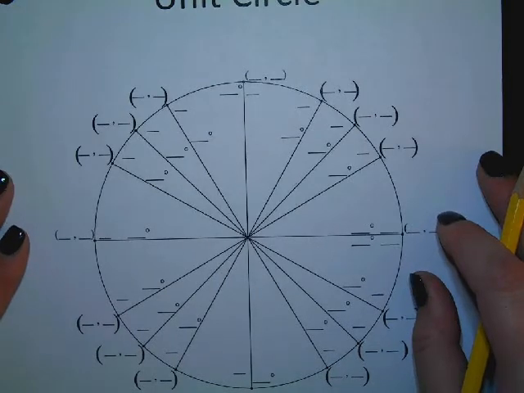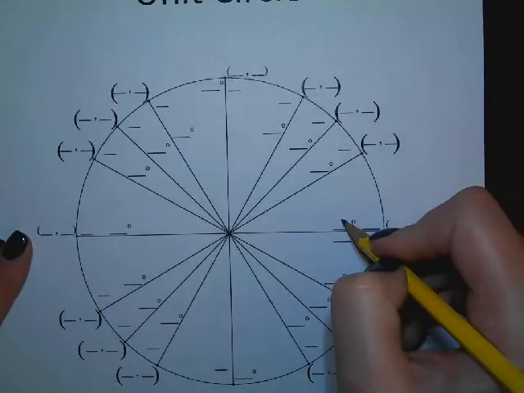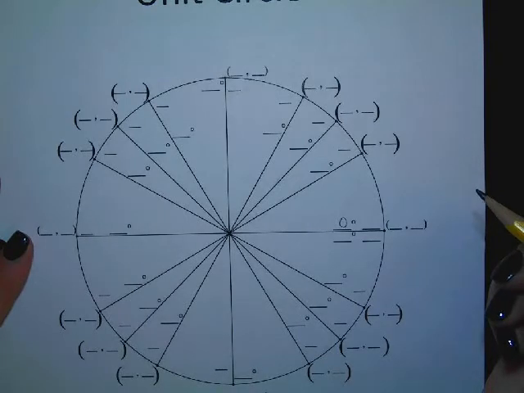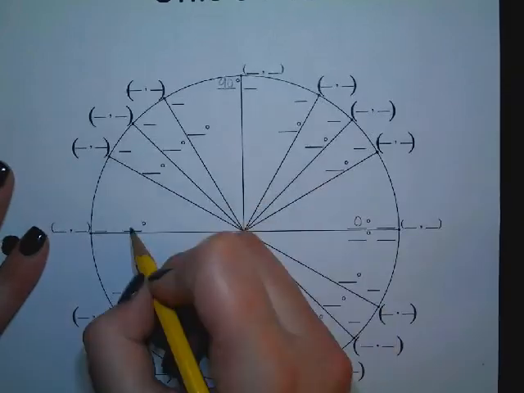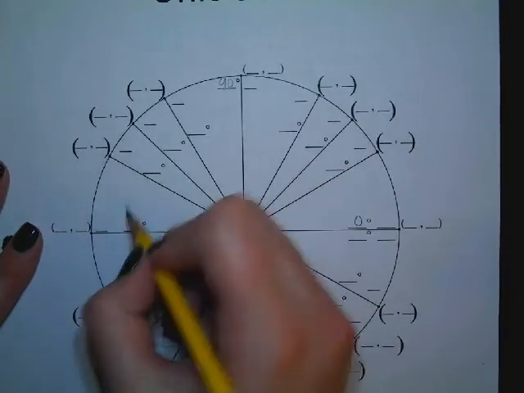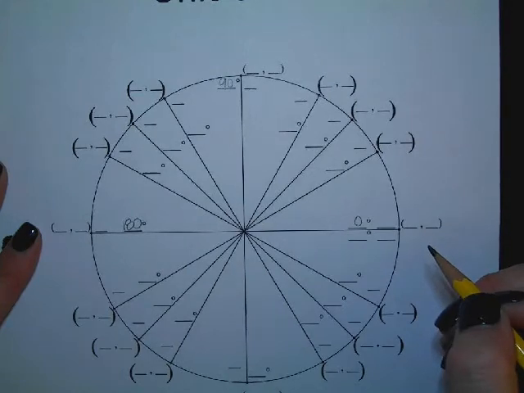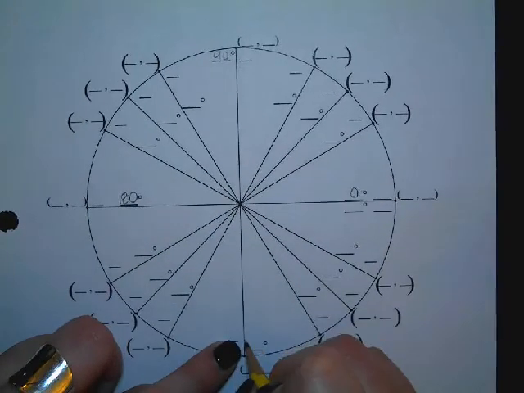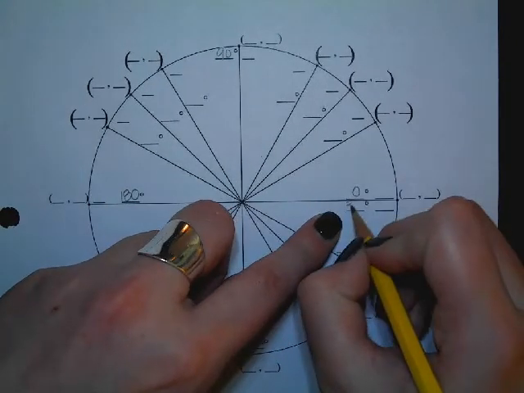All right. So let's go ahead and fill in the degrees we know. I know this is 0 degrees. What else do I know? I know this up here is 90. What about this one over here? 180. We know that this one down here is 270. And we know if we get back to the circle, this is 360. Okay.